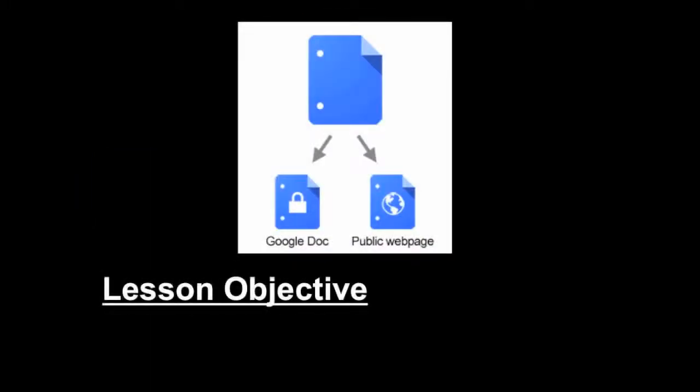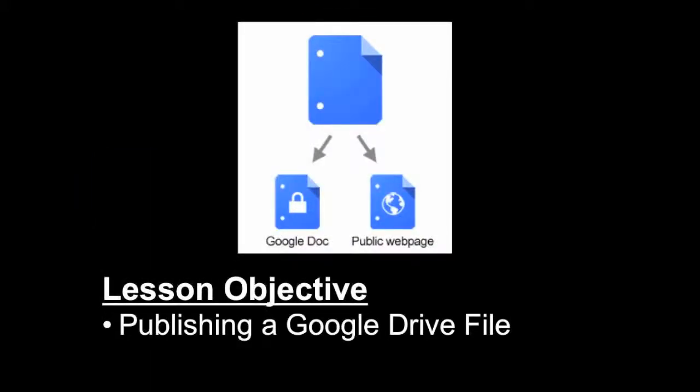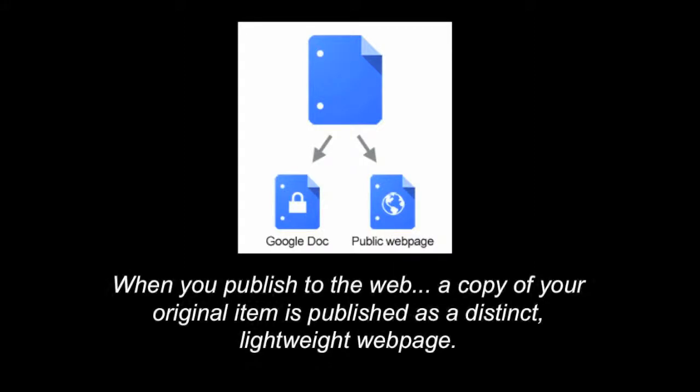Specifically in this screencast, we're going to look at how to publish a Google Drive file. By publishing this to the web, what this does is it leaves your document as is, but when you publish a file to the web, a copy of that original item is published as a distinct, lightweight web page. So there are some uses for this. I personally don't use it that often, but I'm going to explain how you can use it here if you choose to use it and some of the differences in the way you set this up.